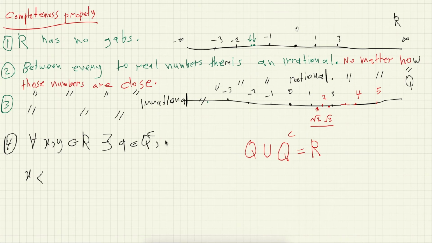Okay, I have to put it here. Y should be greater than x. The opposite is right too, but we have to mention they are not equal. So we're going to put x < q < y.